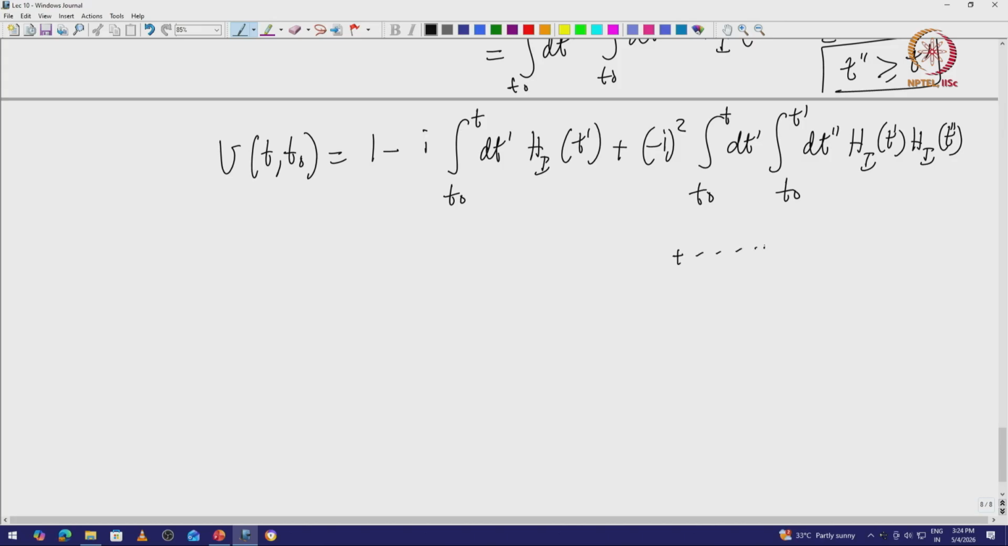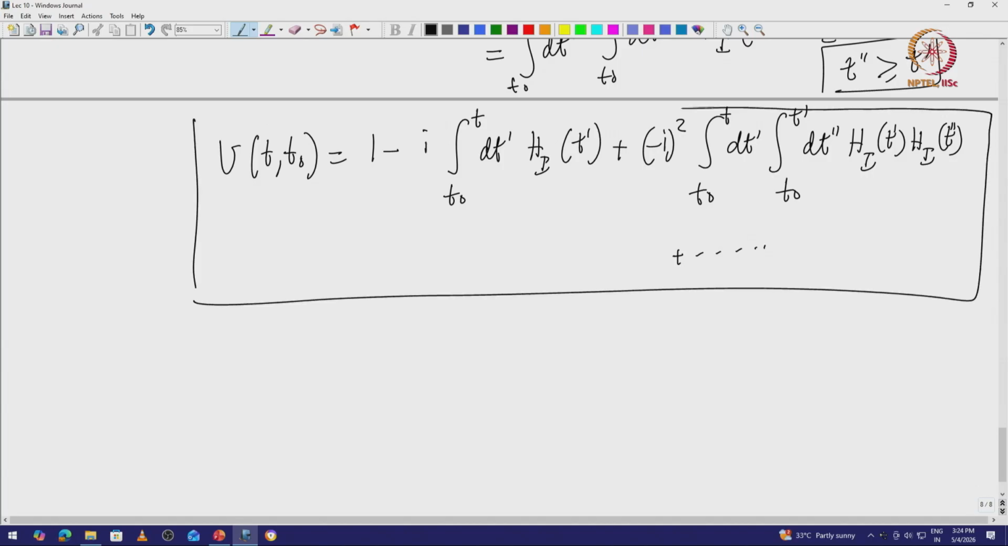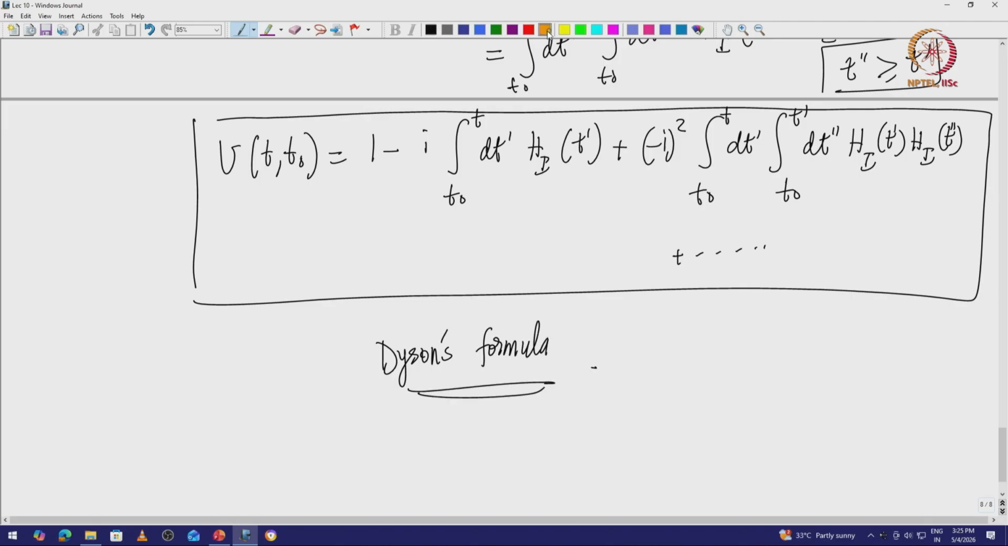So that's it. This simple compact formula was first of course observed by Dirac. Okay. And later put into this compact form by Dyson. This is Dyson's formula, and now I think we can understand the formal interaction picture and how this appears.